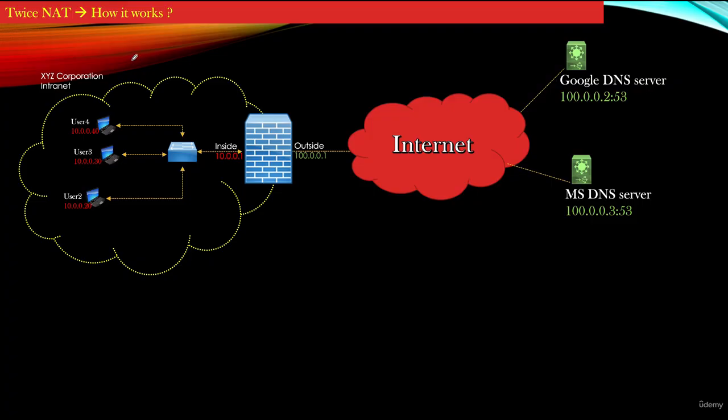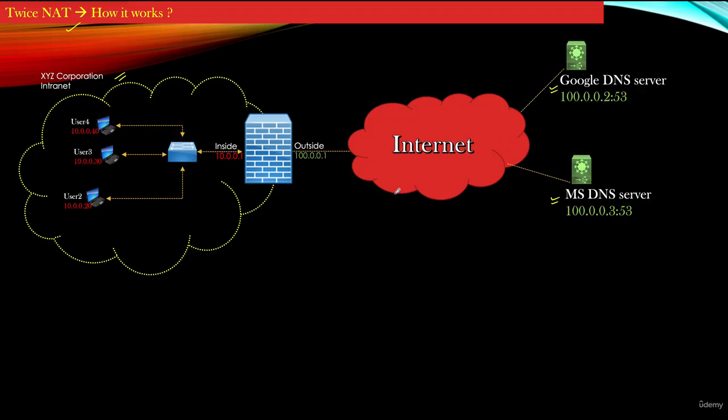So guys, now let us try to understand how Twice NAT works. Our problem statement is that XYZ Corporation wants all of its internal users to access the DNS service which is offered by Microsoft rather than the DNS service which is offered by Google, right?